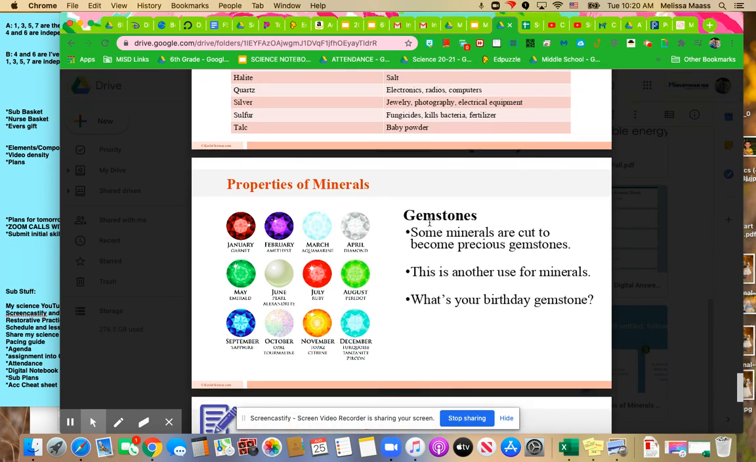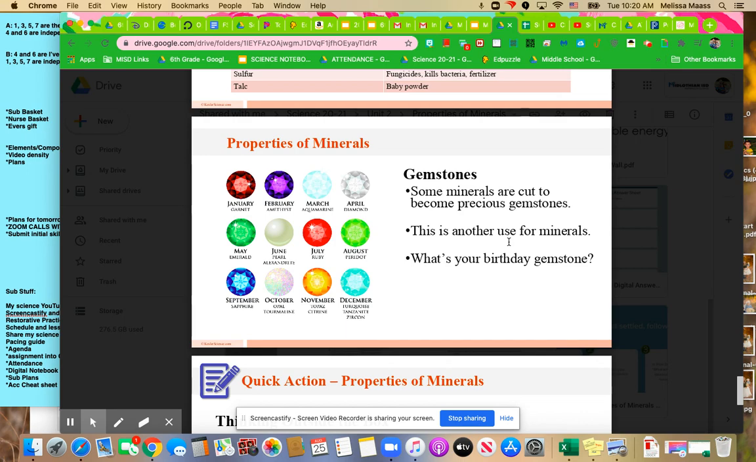Some of you know words like gemstones for birthdays, like your birthday month color. I would be a December, so the turquoise. And some minerals are cut to become gemstones. Okay, so they're cut a certain way. Mineralogists or the diamond people will cut them to make them into gemstones, to make them beautiful.